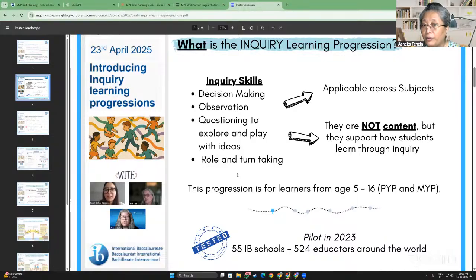And if you really want to see how inquiry based learning takes place, please go to your PYP classrooms and see over there what the teachers are doing and how they are teaching the pedagogy. All right. So going further to the presentation.